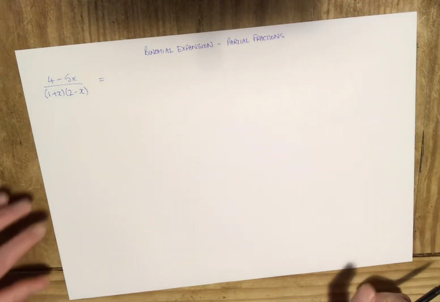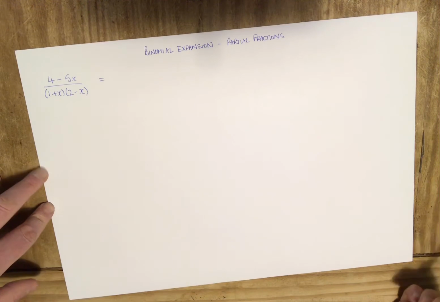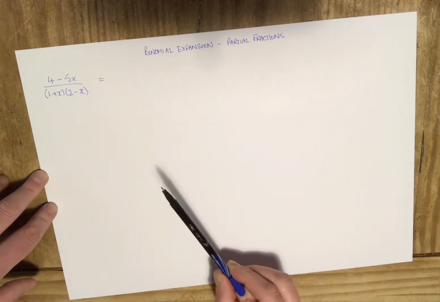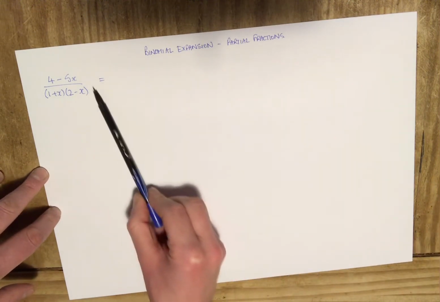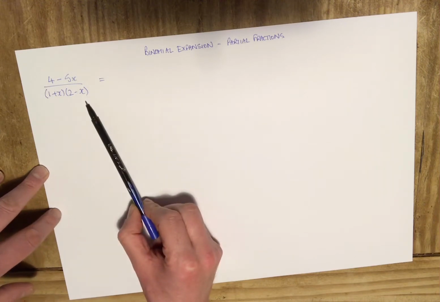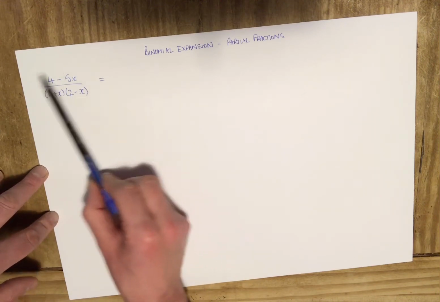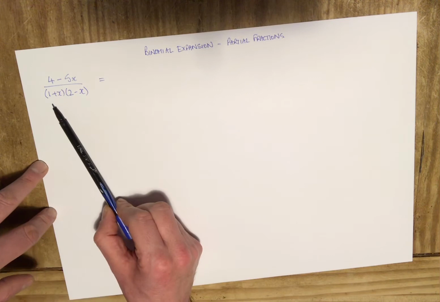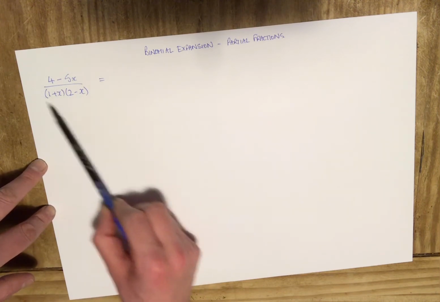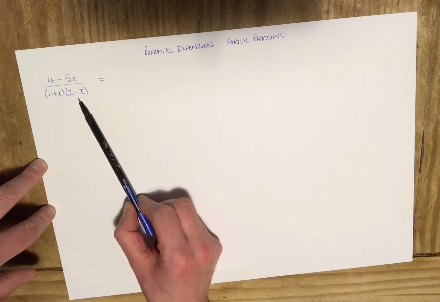Okay, third lesson on binomial expansion. This bit deals with using partial fractions. If you've got quite a tricky algebraic fraction like this and you want to find a binomial approximation for it, or an approximation for it using the binomial expansion, then dealing with it as it is would be a nightmare.